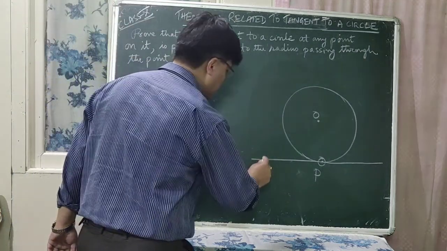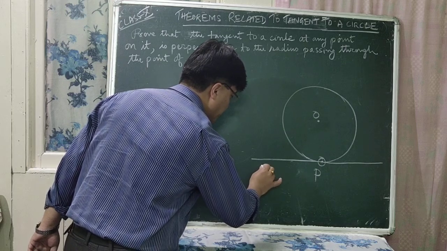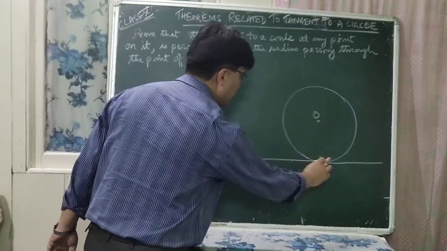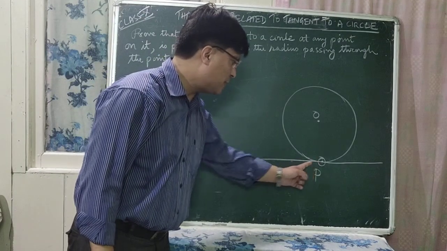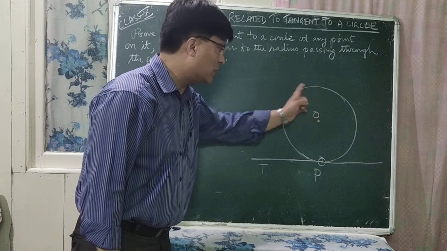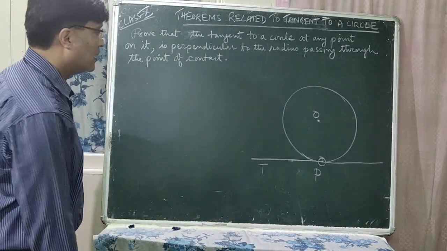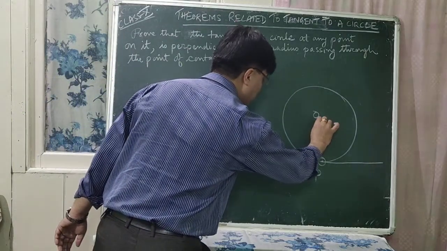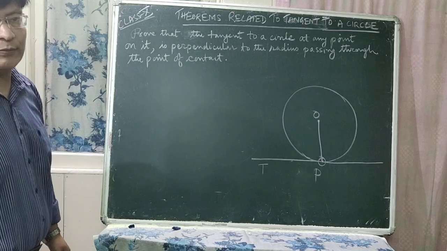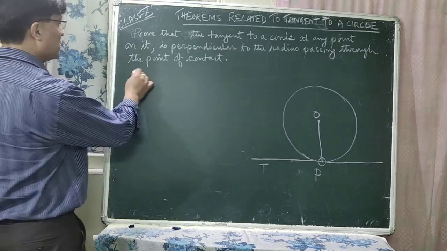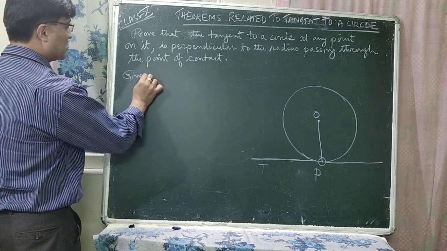Suppose PT is the tangent to the circle at the point P on it. Right? And then you join O and P. So OP will be the radius of the circle through the point of contact P. So what is given here? Let us write it. Now we will prove it. Now write down the answer.